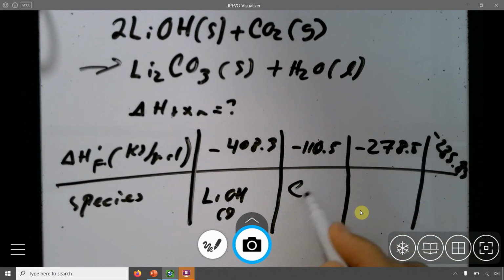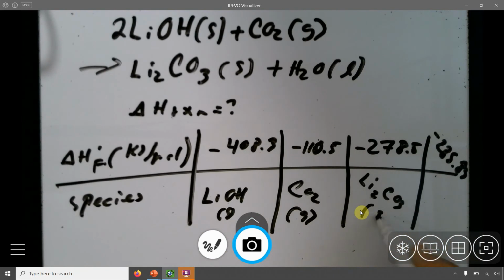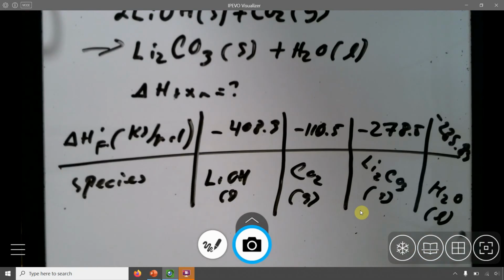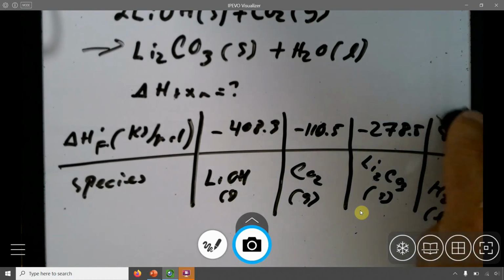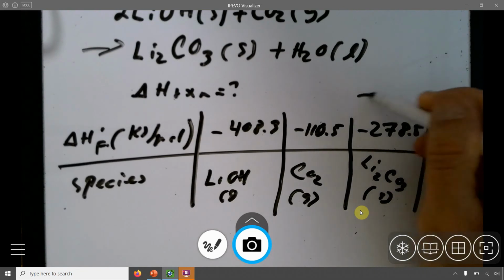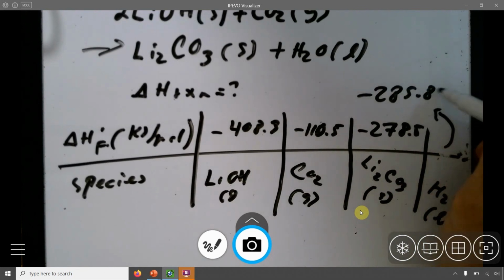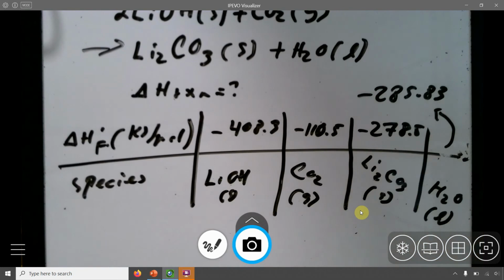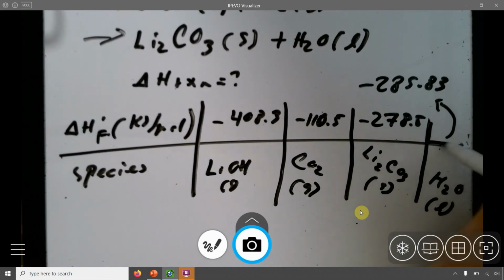This is for CO2 gas. This is for Li2CO3 solid, and this is H2O liquid. Even though liquid water is the most stable form of water at room temperature, water is not an element, so it has a delta H of formation associated with it, which is hard to read. So I'll write that here. That is negative 285.83. That's what this box was supposed to say, but it's too small.